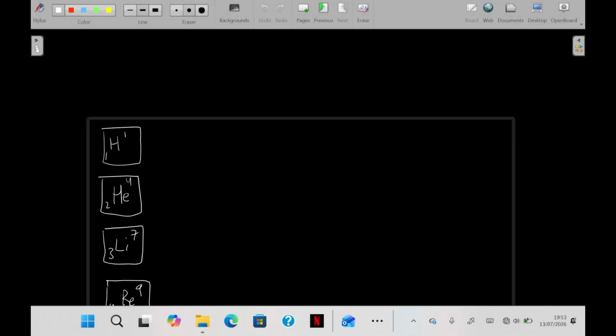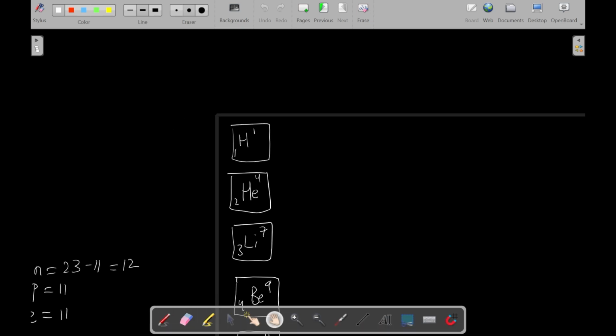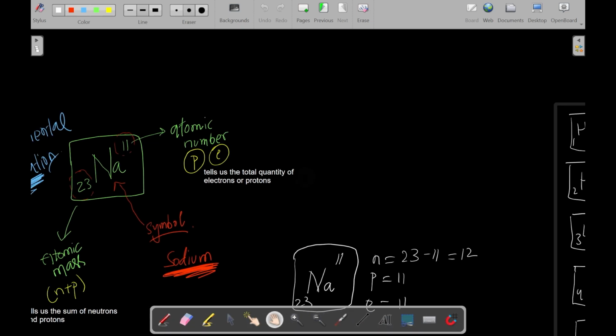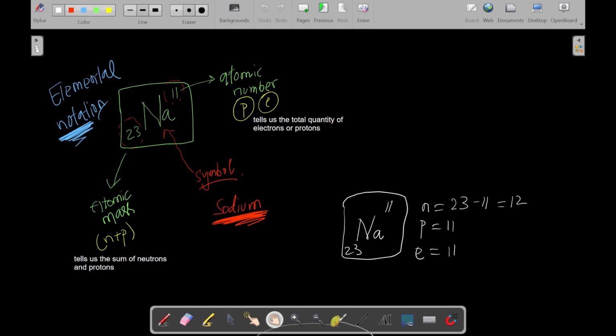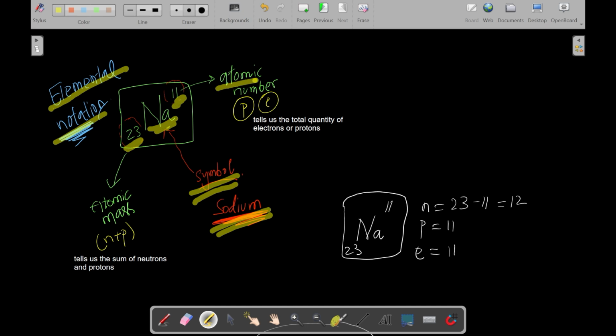All right, everyone. So, in the last lesson, we discussed a few things related to the elemental notation. As you can see over here, there are a few things which we need to recall. This elemental notation that you see over here is for sodium. You've got your symbol, you've got these two numbers, and this small number is your atomic number, whereas this big number is your atomic mass.